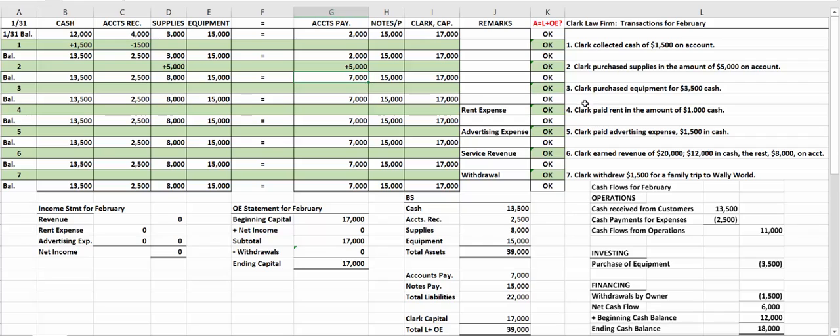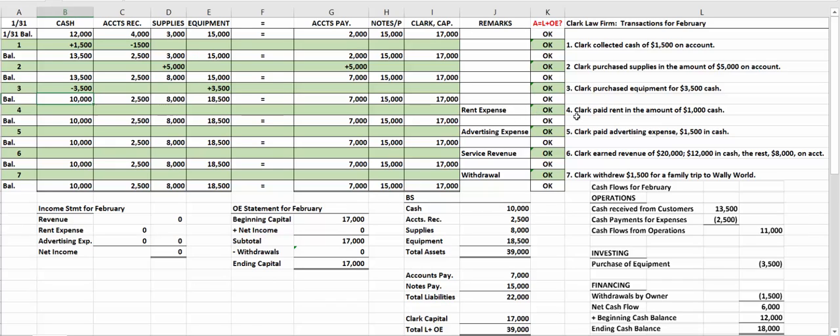Third transaction, Clark purchased equipment for $3,500 cash. Let's find our equipment account. And for transaction 3, equipment goes up by $3,500. And let's see, that was paid for in cash, so the cash has to go down $3,500. So that's a negative in the cash area. We are still in balance.